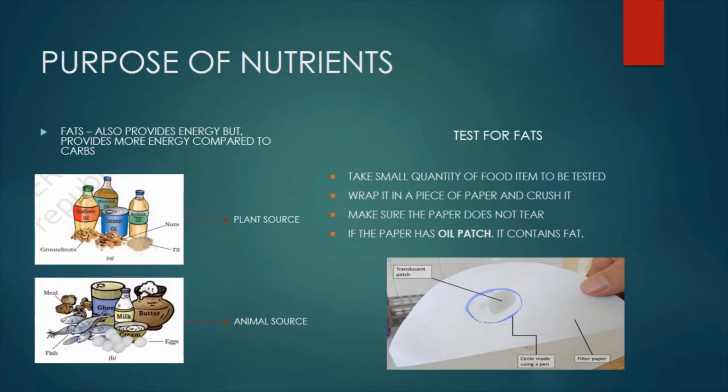Our next nutrient is fats. Compared to carbohydrates, fats give us more energy. The fat-rich foods from plant sources are oils and groundnuts. From animal sources, we have dairy products like milk, cheese, butter, ghee, fish, egg, etc. To test the food item that contains fat, take the food item and wrap it in a piece of paper and crush the food item. If the paper has an oil patch, then the food item contains fats.